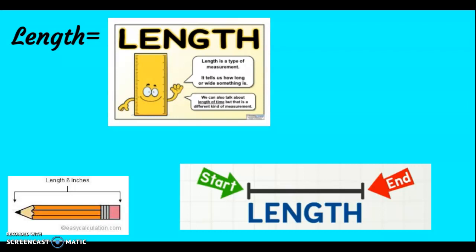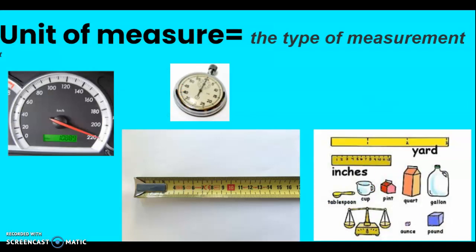Let's review our vocabulary words. Our first one is length. Say length. Length is a type of measurement that tells how long or how wide something is. Length has a start line and an end line. Unit of measurement, say unit of measure. It is a type of measurement. These are different types of measurement.